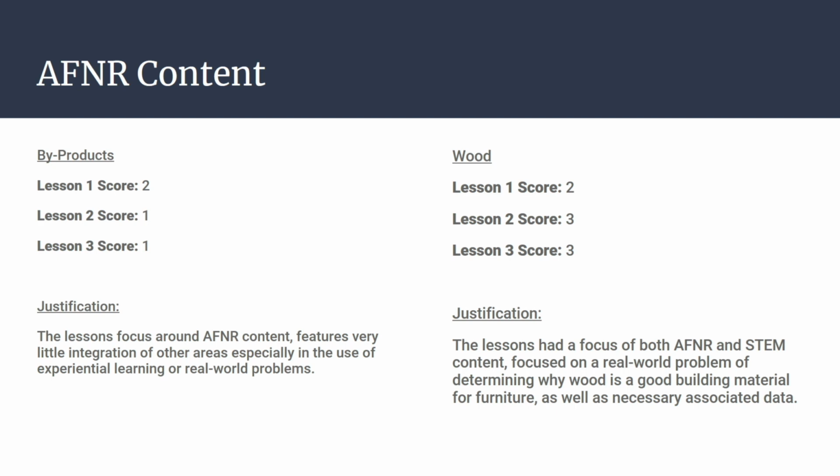So because this is done in integrating STEM in the context of ag, food, and natural resources, we also want to take a look at what role the AFNR content played for these 2 units. For lesson 1 under byproducts, you'll see it received a score of 2, followed by a 1 and a 1 for lessons 2 and 3. The AFNR content, the agriculture content, was connected to an introductory way of engineering design with building the house using the different products or food products in lesson 1. But most of this was simply an activity-oriented lesson.